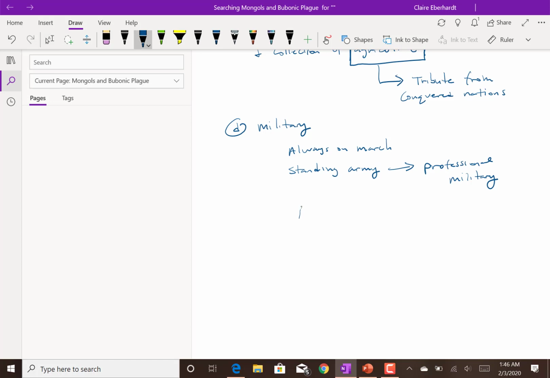They used heavy compound bows and were very good on horses.